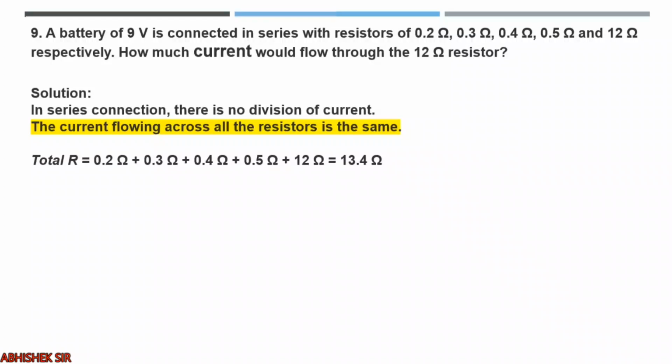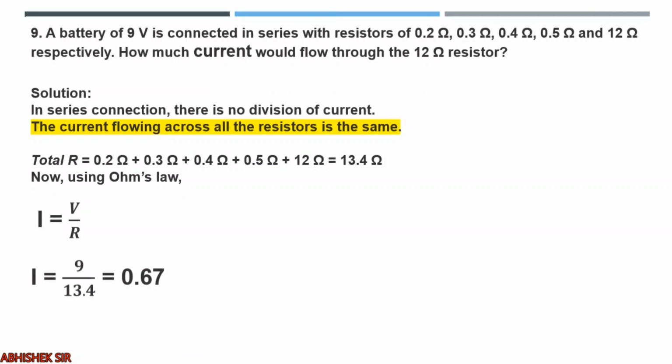So total resistance, let us find out by using Ohm's law. For that we need total resistance. Add all the resistance, you will get 13.4 ohm. Now utilize Ohm's law. I equals to V by R. We are finding I. So what is V? 9. What is R? 13.4. So 9 upon 13.4 is 0.67. That will be the current flowing in the circuit. Okay, see, only Ohm's law we have utilized.